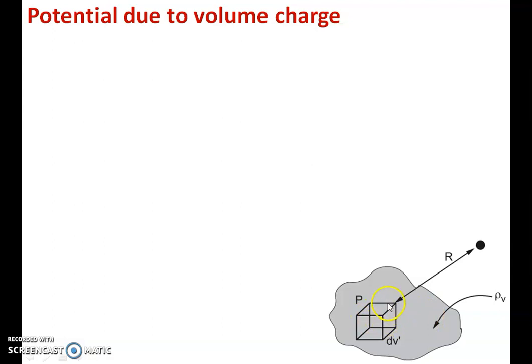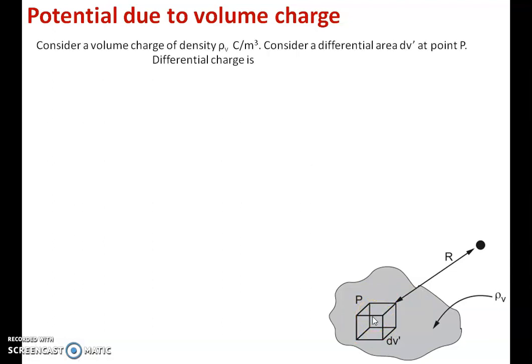Now how do we write the charge enclosed in this volume? We can write dq is equal to the charge density, rho v of r dash, into dv dash. Because the charge density in this small element is considered as rho v of r dash, and the volume of this small elemental region is dv dash. If you multiply both, you will get the charge enclosed in this volume. So dq can be written as rho v of r dash into dv dash.